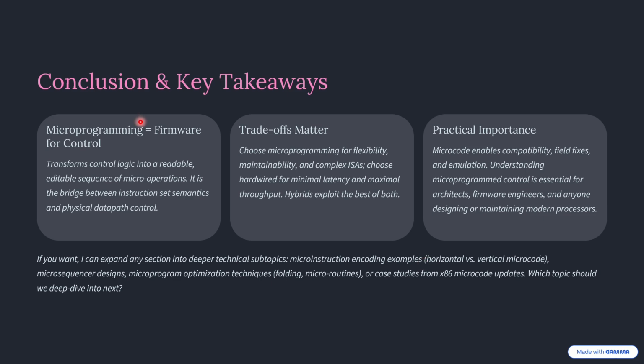Conclusion and key takeaways. Microprogramming is firmware for control. It transforms control logic into readable, editable sequences of micro-operations. It is a bridge between instruction set semantics and physical data path control. Choose microprogramming for flexibility, maintainability, and complex ISA. Choose hardwired for minimal latency and maximal throughput. Hybrid exploits the best of both.